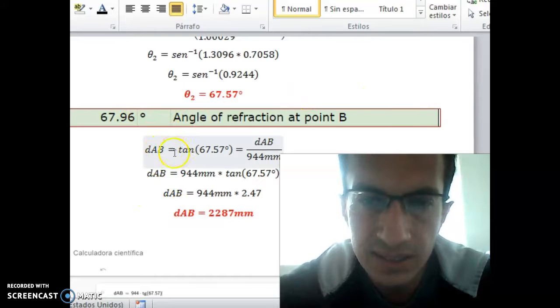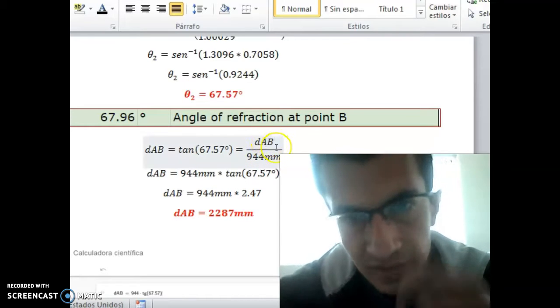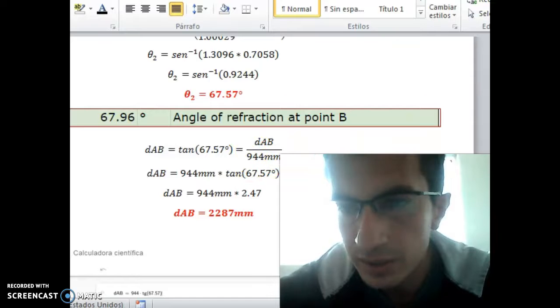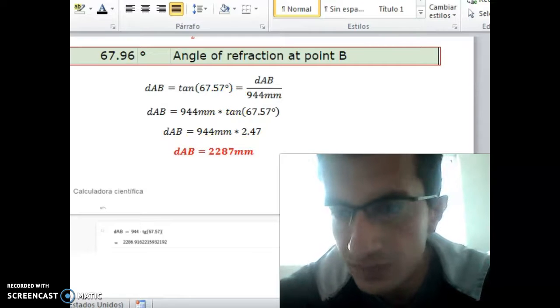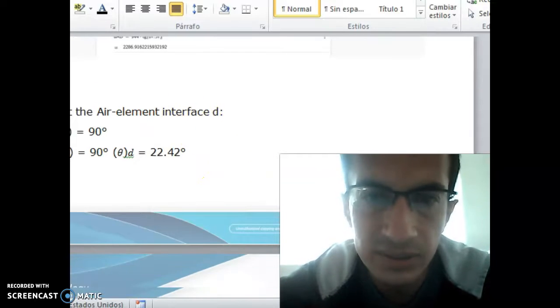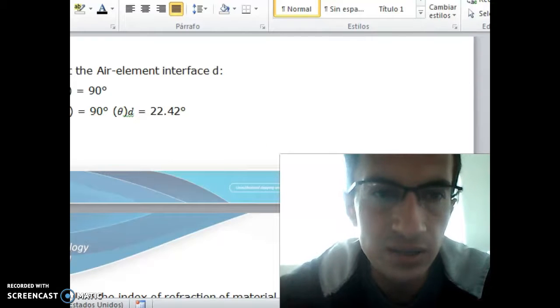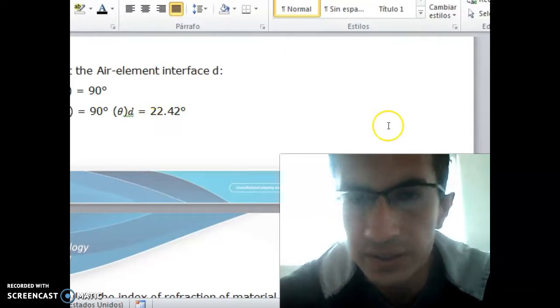For the distance, this is the tangent of this second angle, and the distance we divide the distance proposed in the exercise. This is the result of distance AB. This is checked on the calculator. Apply Snell's law at the interface D. The first angle of air and the second angle equal 19, and this is the operation of the angle distance, equal to 22.42 degrees.